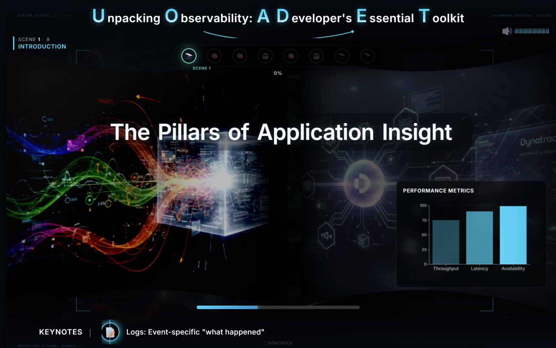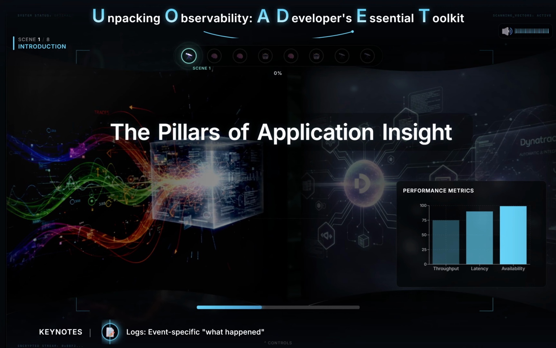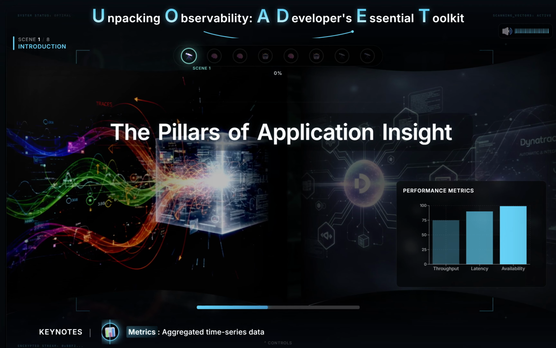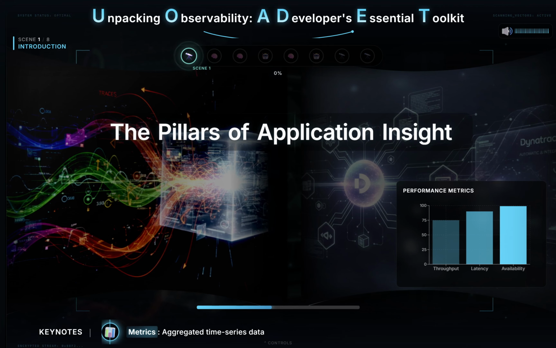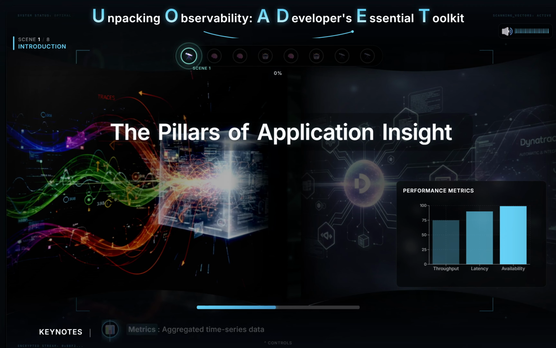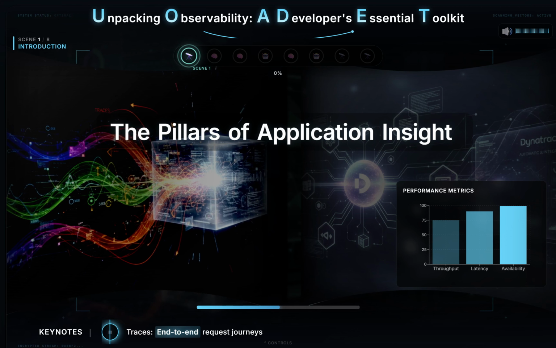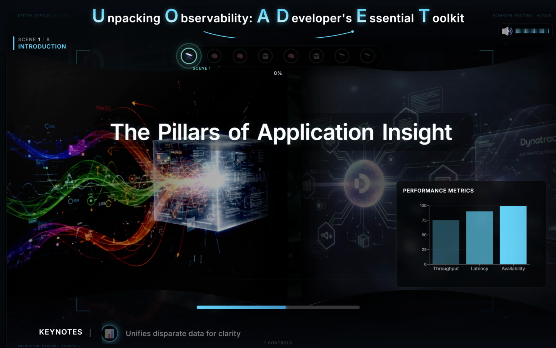You might be thinking, I already have logs, isn't that enough? And for simple, monolithic apps, maybe. But as systems grow, logs become a needle in a haystack. Modern observability stitches together three core data types: logs, metrics, and traces. Logs tell you what happened at a specific point. Metrics give you aggregated numbers, like CPU usage or request counts over time. And traces are the game changer. They show you the entire journey of a single request as it flows through multiple services, functions, and databases.